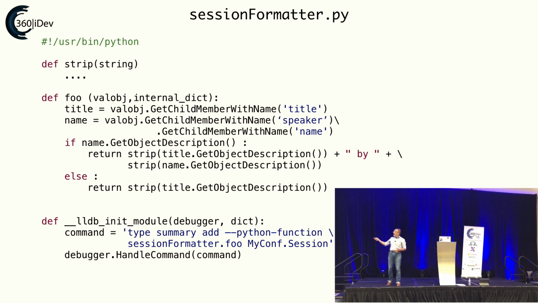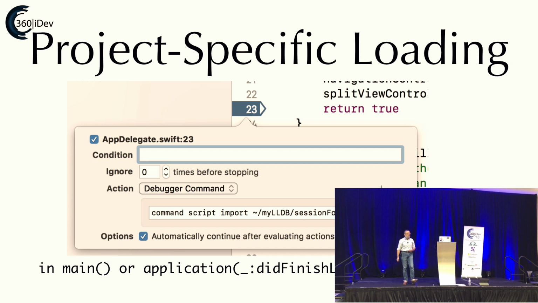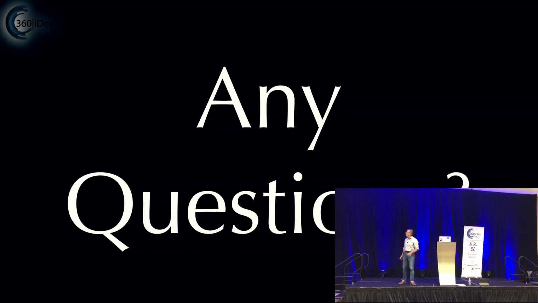We also saw that we can write a 7-line function in Python to get a reasonable summary for a complicated Swift object. We also saw that we can do project-specific loading by setting a breakpoint in application did finish launching, or if we're writing a command line app, we can put the breakpoint in main. Any questions about what we've covered so far?